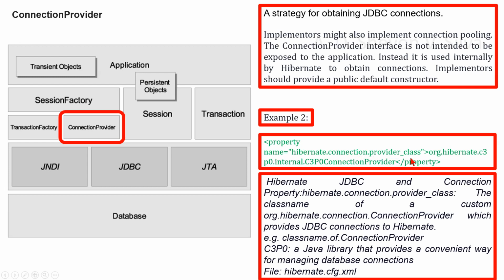The class name of a custom org.hibernate.connection.ConnectionProvider, which provides JDBC connection to Hibernate. For example, class name of connection provider. Here C3P0, a Java library that provides a convenient way for managing database connections.